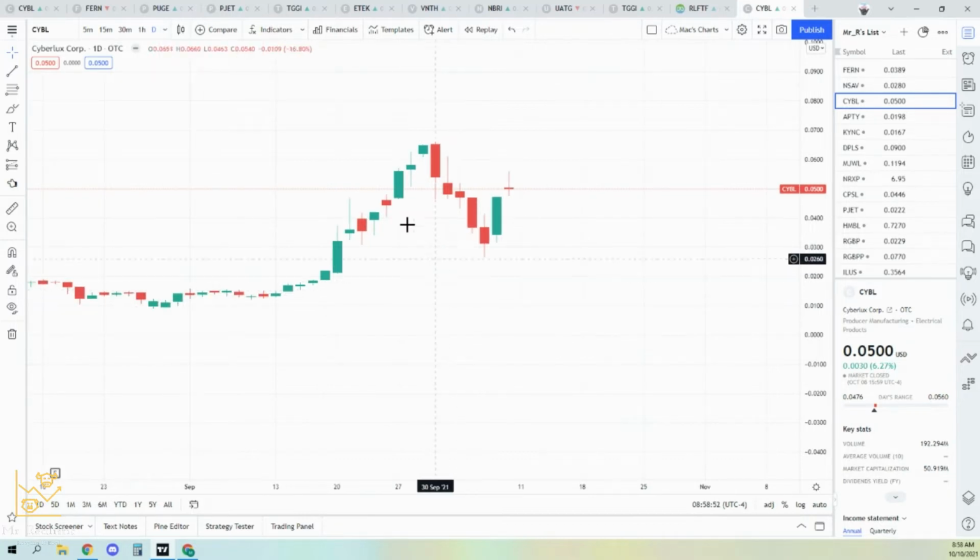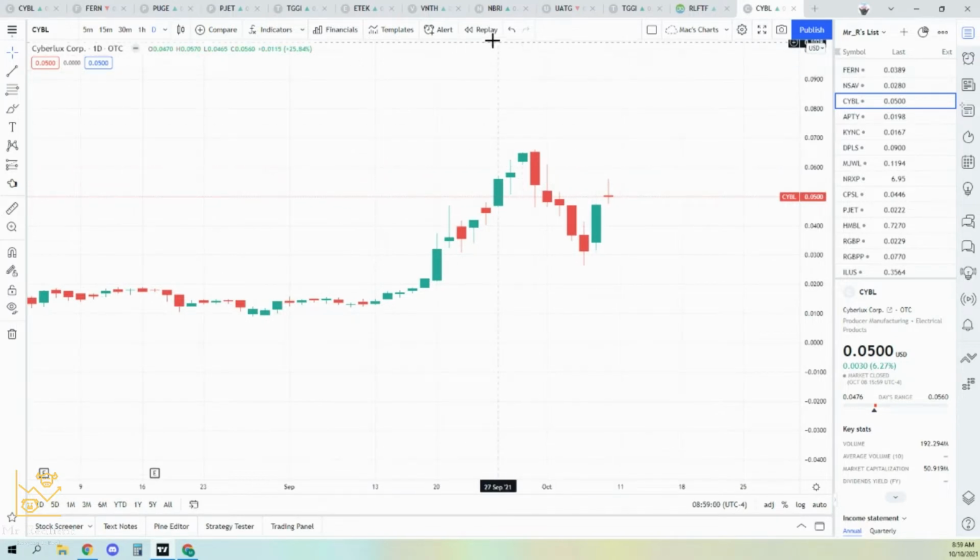So if we go back here, we want to make sure that we have our candlestick patterns on. I believe it comes on. I've already got this thing set up, but it's pretty easy. Comes right on.